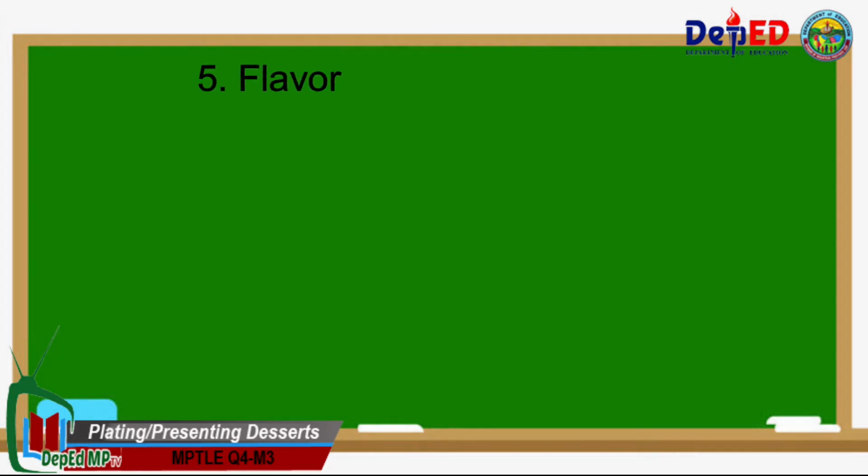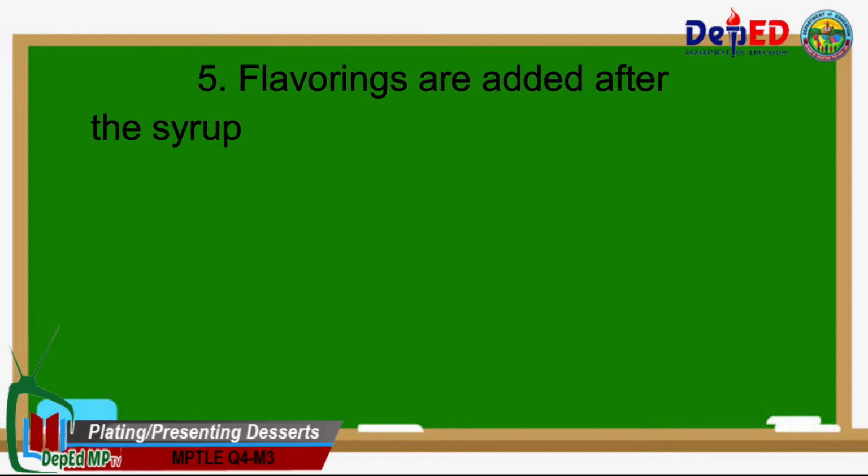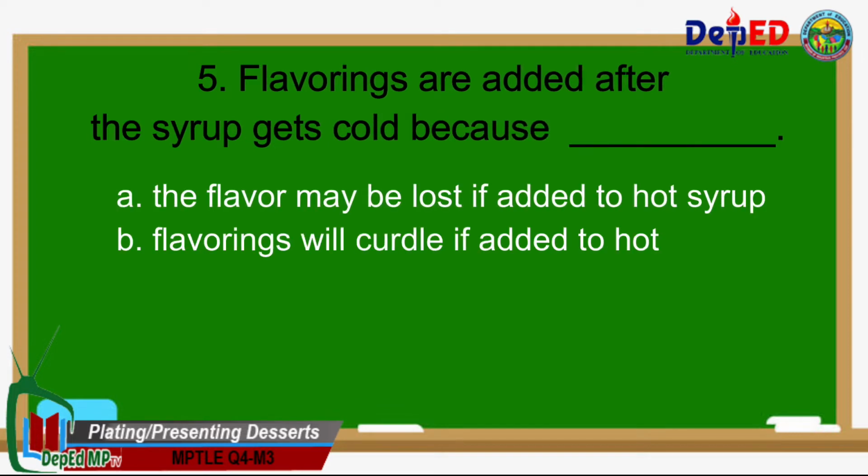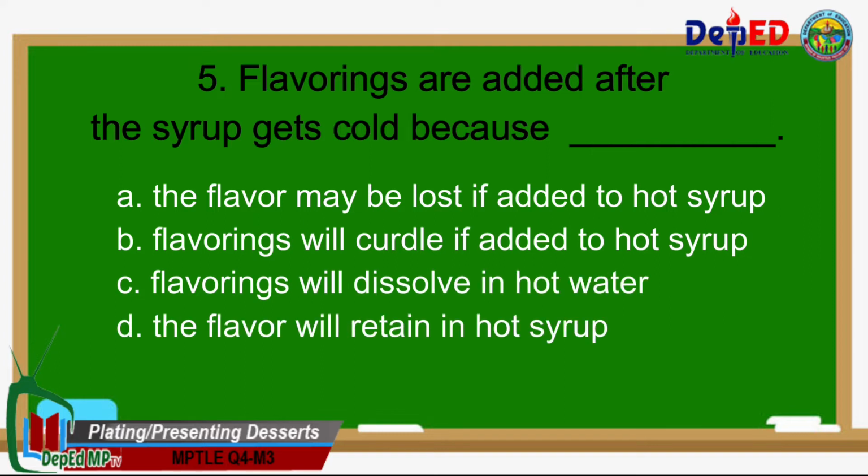Plating. Number 5. Flavorings are added after the syrup gets cold because A. The flavor may be lost if added to hot syrup. B. Flavorings will curdle if added to hot syrup. C. Flavorings will dissolve in hot water. D. The flavor will retain in hot syrup. The correct answer is letter A. The flavor may be lost if added to hot syrup.